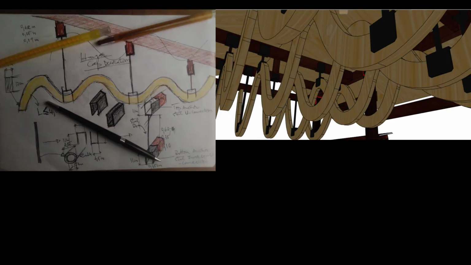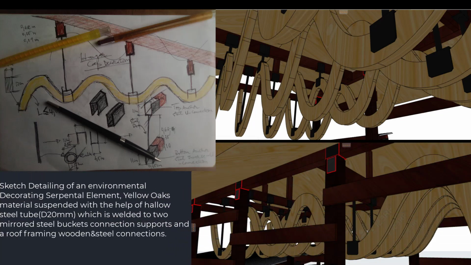illustrates a detailing of an environmental decorating serpentine element made of a wood material suspended with the help of hollow steel tube which is welded to two mirrored steel bucket connection supports and a roof framing wooden steel connection. This element is set on a backyard corridor ceiling roof closer to a family gathering space. The idea was I wanted people who are seated in the gathering space to be wondered and contemplative looking at the serpentine element.